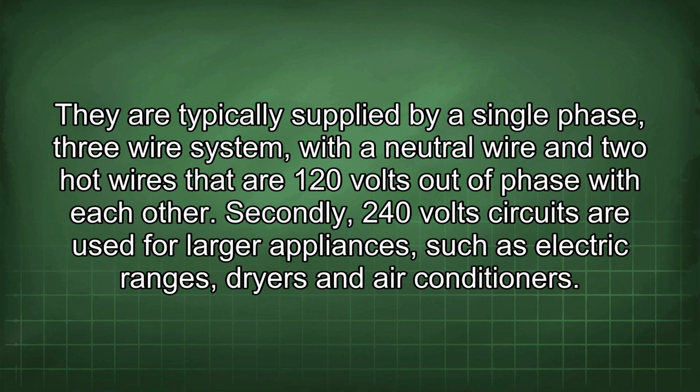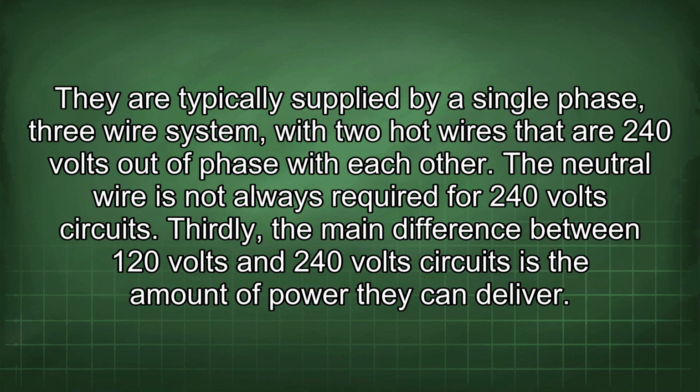Secondly, 240 volt circuits are used for larger appliances, such as electric ranges, dryers and air conditioners. They are typically supplied by a single-phase, 3-wire system, with 2 hot wires that are 240 volts out of phase with each other. The neutral wire is not always required for 240 volt circuits.